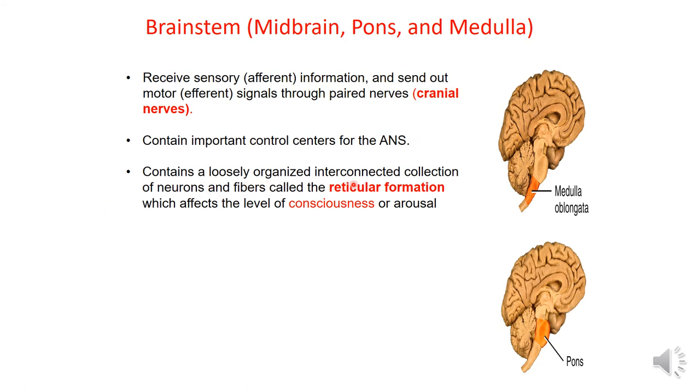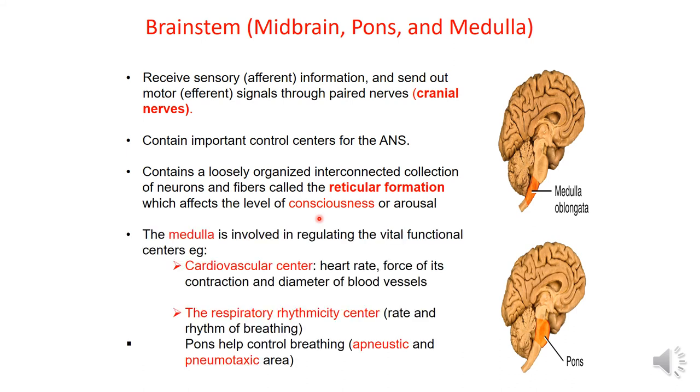It contains a loosely organized, interconnected collection of neurons and fibers called the reticular formation. We have a group of nuclei present between the medulla oblongata and pons. These nuclei are known as the reticular formation. And what's the function of the reticular formation? The reticular formation is concerned with the production of consciousness, the state of alertness.